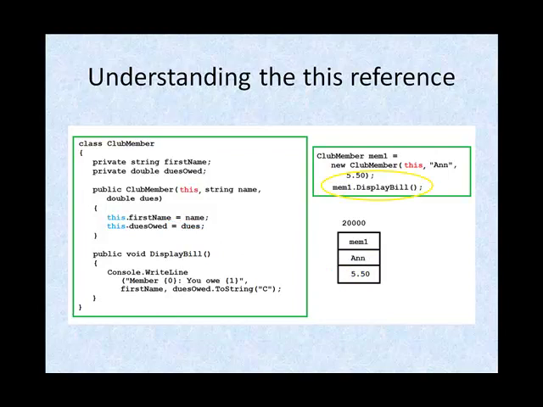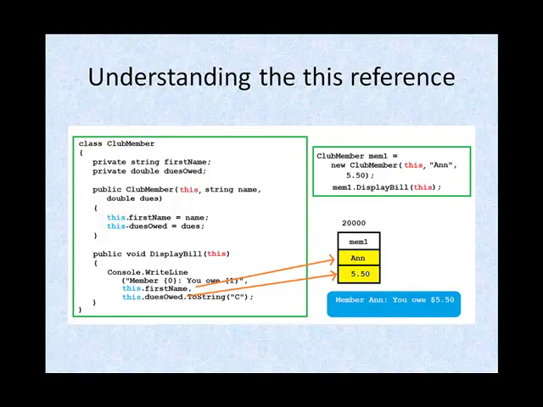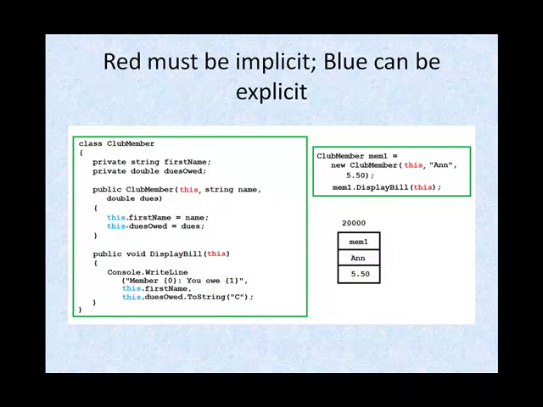If you write a statement like mem1 display bill and call a non-static method of the class, the this reference is also secretly passed to the method, and the method receives it. Again, you don't code these red thises, but they're done automatically. So when you call display bill, 20,000 is sent, and display bill knows which first name and which dues owed to access. It's this first name and this dues owed, the ones at memory address 20,000. So Anne and 550 are the correct output values. Everything you see here in red must be implicit. You don't type these. They're just here to show you how the reference is passed. The thises in blue that you see can be typed if you want them to be. Within the class, this.firstName and firstName have exactly the same meaning.